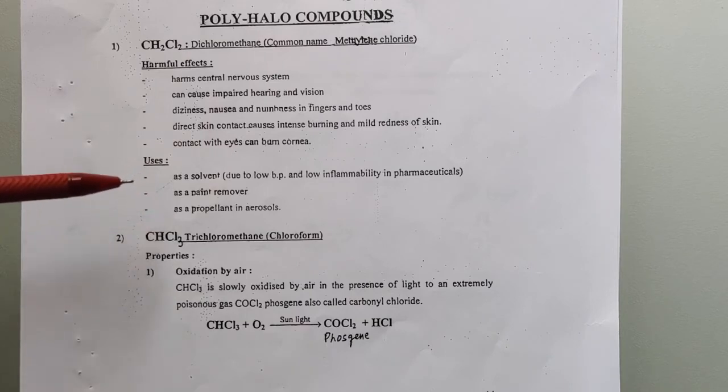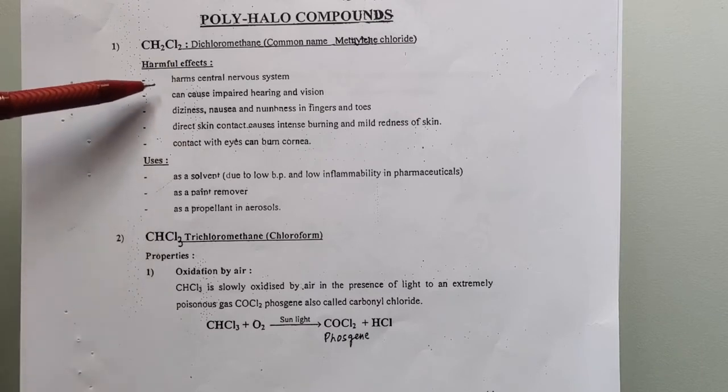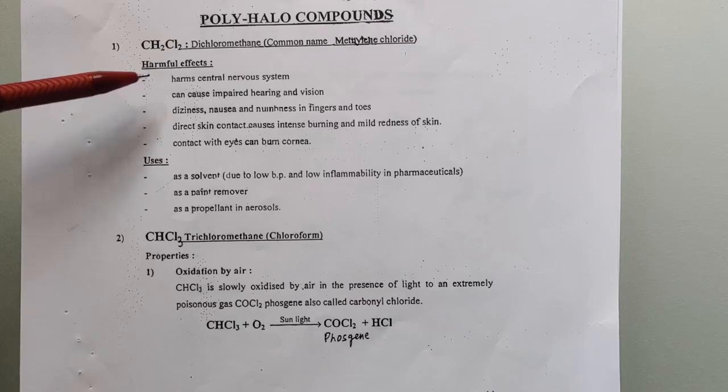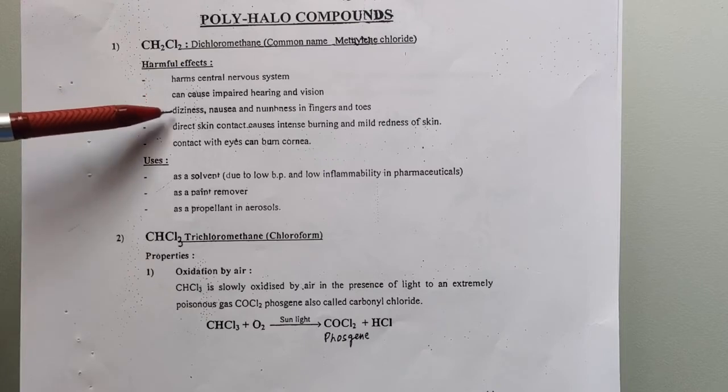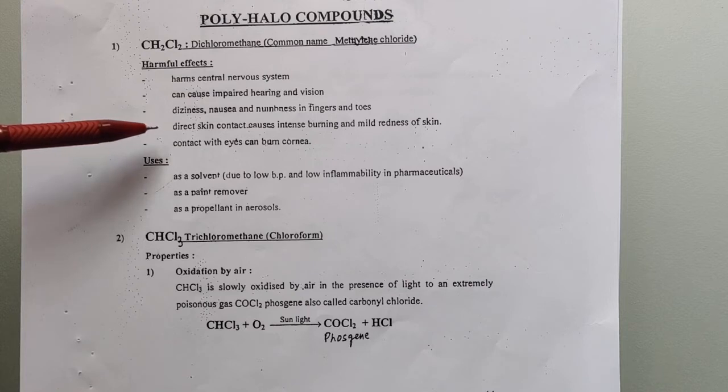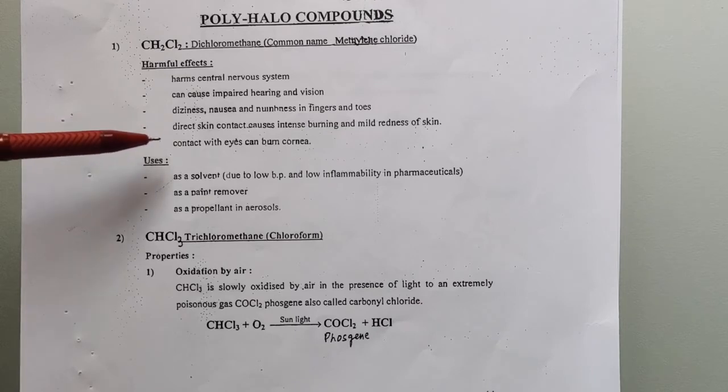Okay, now it has a lot of harmful effects. Now what are the harmful effects? It causes impairing of hearing and vision. It harms our CNS, which is central nervous system. It causes nausea, numbness in fingers and toes. With direct skin contact, students, it gives a very burning sensation, and it also causes redness and rash on the skin, and if it comes in direct contact with the eyes, it can burn the cornea, students. So these are the harmful effects of this polyhalo compound.